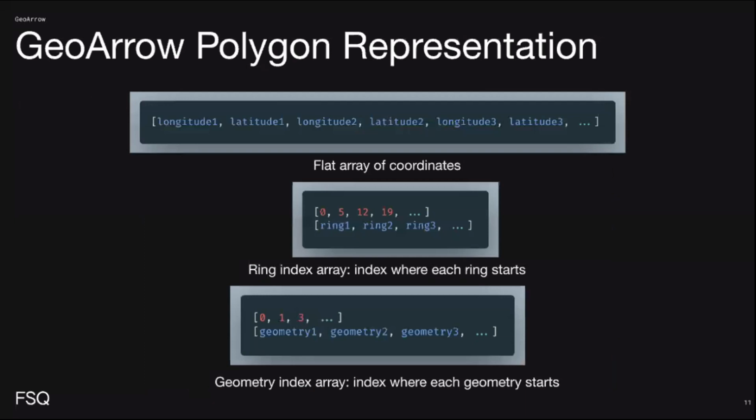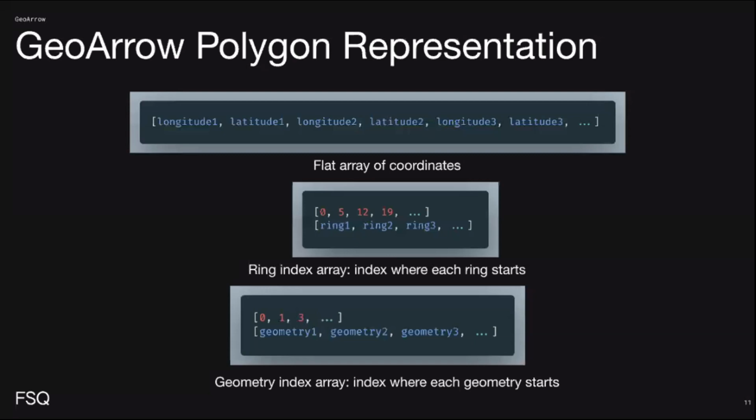index arrays. The first index array in the middle describes where each polygon ring starts. So if you have an index array that's 0, 5, 12, 19, that's saying that the first ring starts at the 0th coordinate and goes until the 5th coordinate. And the second ring goes from the 5th up to the 12th and so on. This means that you can efficiently infer what are the coordinates that map to each polygon.